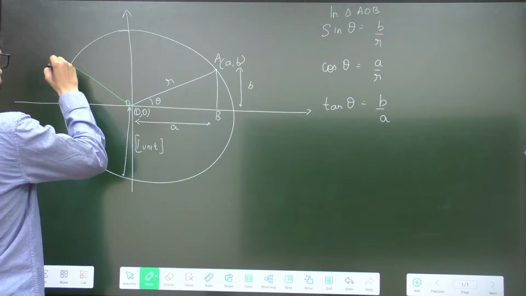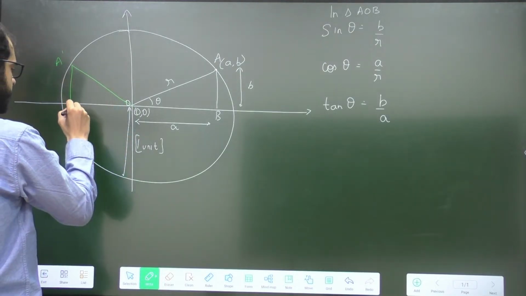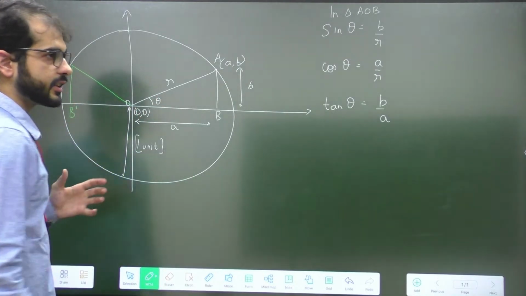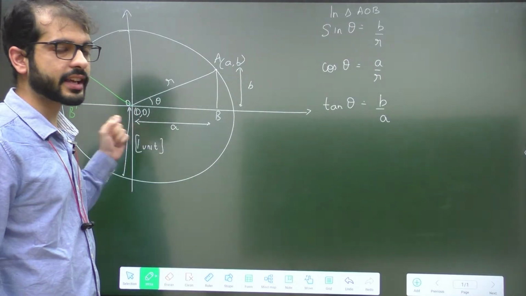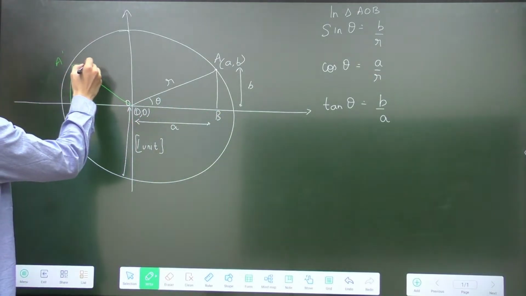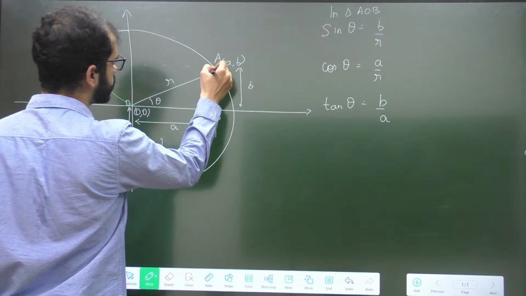This will be O, this let's call it A dash, and let's call this B dash. If these two triangles are congruent to one another, then the dimensions should be equal. All the sides have to be equal, all the angles have to be equal. This side is going to be analogous to this one.